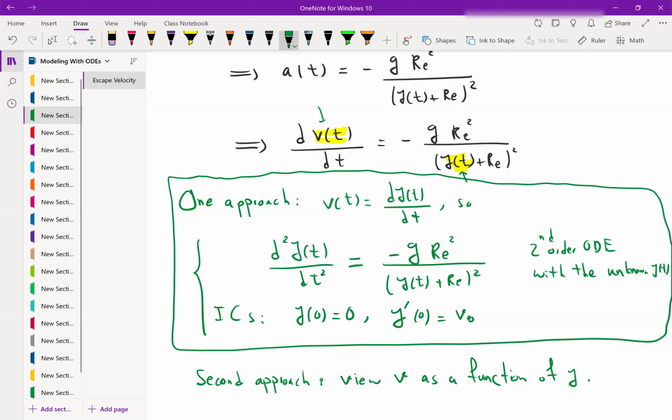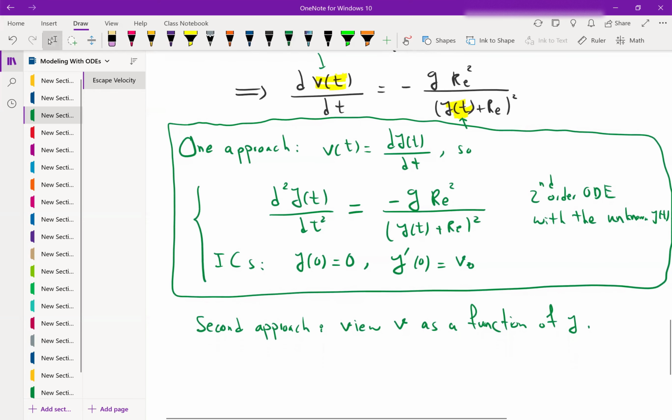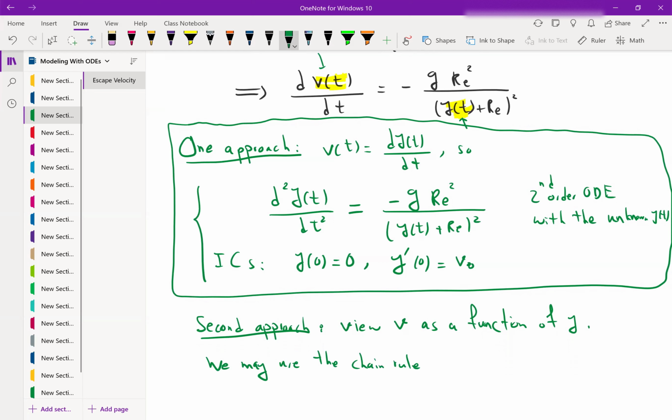And how can I compute dv dy? I can use the chain rule. So this was the first approach, the second approach. We may use the chain rule to find a formula for dv dy. Instead of having dv dt, I want to have dv dy. I want to eliminate t in a sense.